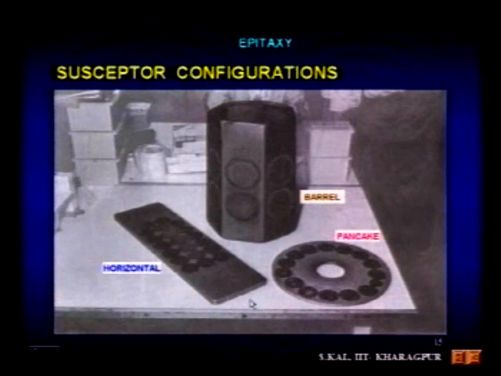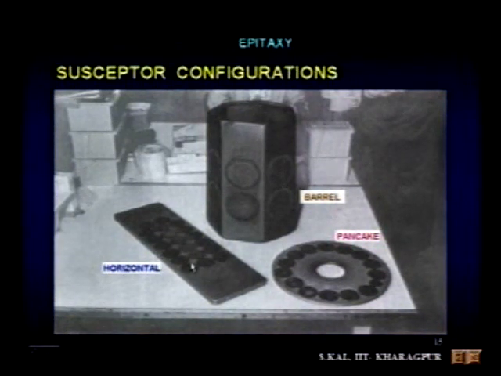Now the reactor configurations are named accordingly. Where the horizontal susceptor is used, it is known as horizontal reactor. Where barrel susceptor is used, it is known as barrel reactor. And where pancake type of susceptor is used, it is known as pancake reactor. So in the three configurations, in case of barrel and in case of horizontal, in both cases you can use a large number of wafers, whereas in pancake the throughput will be less.